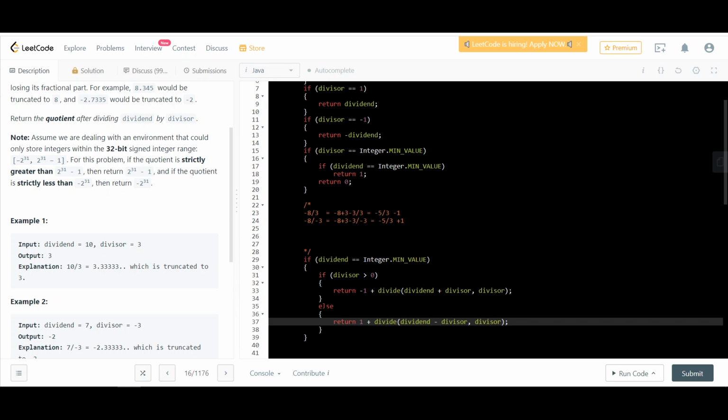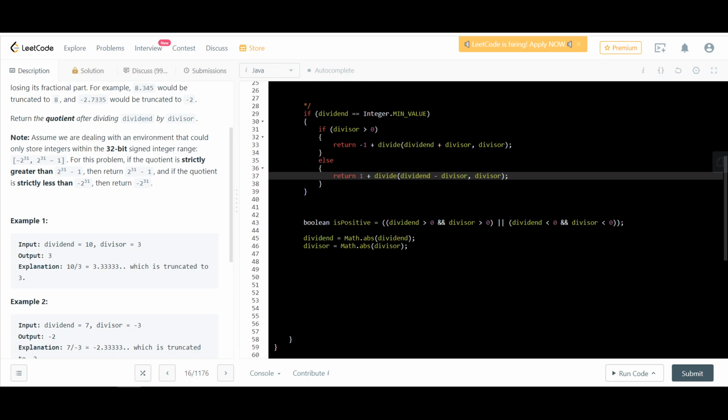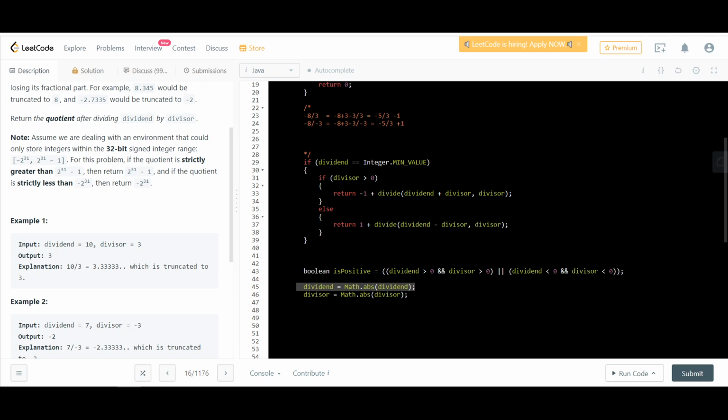So by doing this we also handle the case of what happens to this method absolute if the dividend is greater, because we'll ensure the dividend is not this by removing one divisor from it. Alright, this is good.